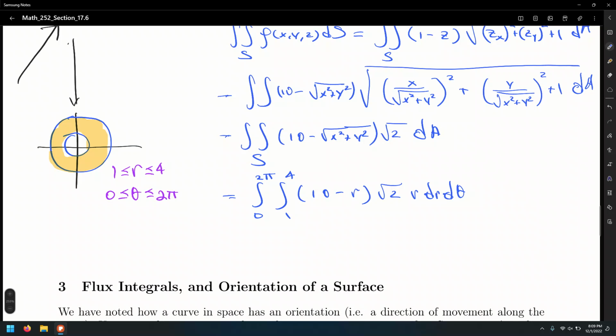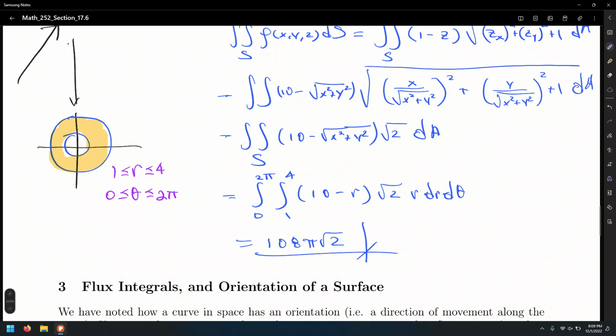Nevertheless, I have the answer to this. That should be 108 pi root of 2. So that's the mass of the funnel. That's the mass of this Reese's chocolate, if you will. All right?